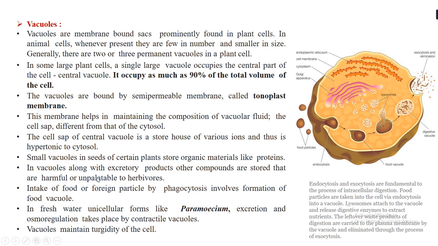Other than this, in vacuoles, along with excretory product, other compounds are also stored that are harmful and unpalatable to herbivores. When we say they are unpalatable to herbivores and present in the plant cell, that means these stored compounds protect the plants from herbivores so that they don't come and graze upon these plants. Other than this, the attractive colors of the petals of the flowers of the plant are also due to such storage pigments present in these vacuoles.